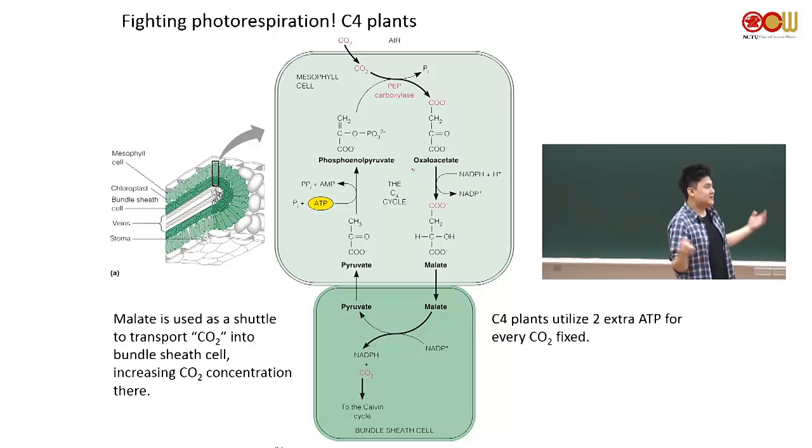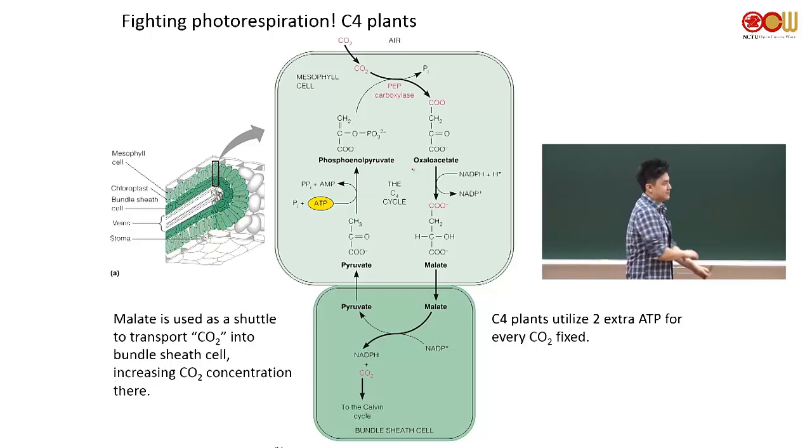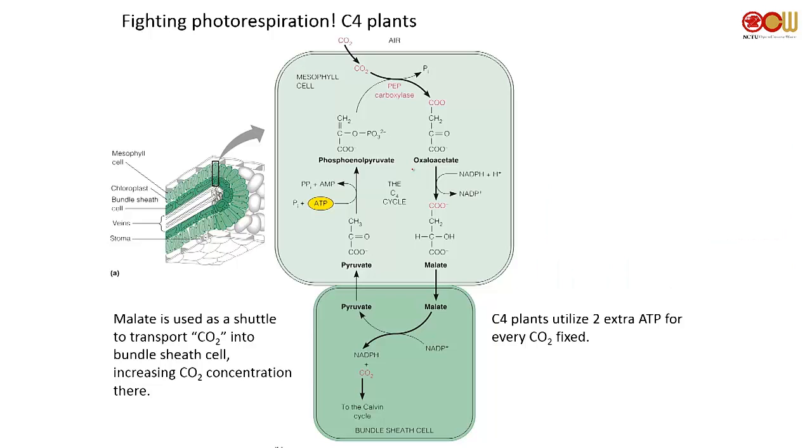C4 plant. Maybe back then you're like, I don't care what C4 plant is, but now we're studying photosynthesis, so you should understand why C4 plant is good. Okay. C4 plant does not have that much photorespiration. Okay, why is that? Because we know that photorespiration occurs when the oxygen level is high. So it turns out through evolution, you got these plants called C4 plants.